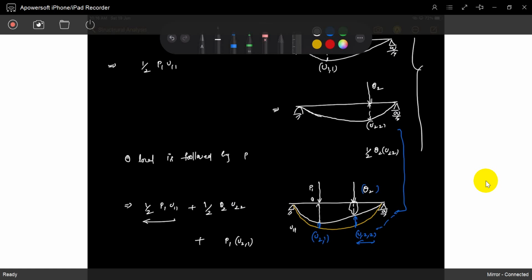Sir, we didn't calculate this work done earlier, because at that time there was no load at that position. I first applied a P load, and for that I calculated the work done. Later I applied a Q load.